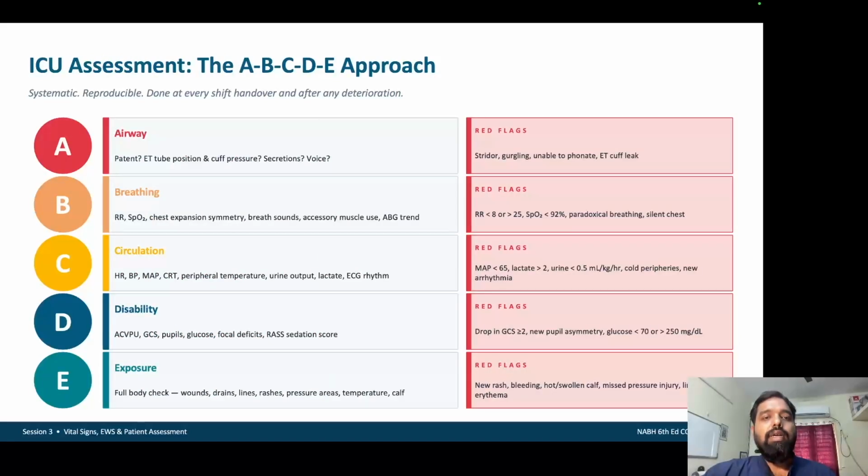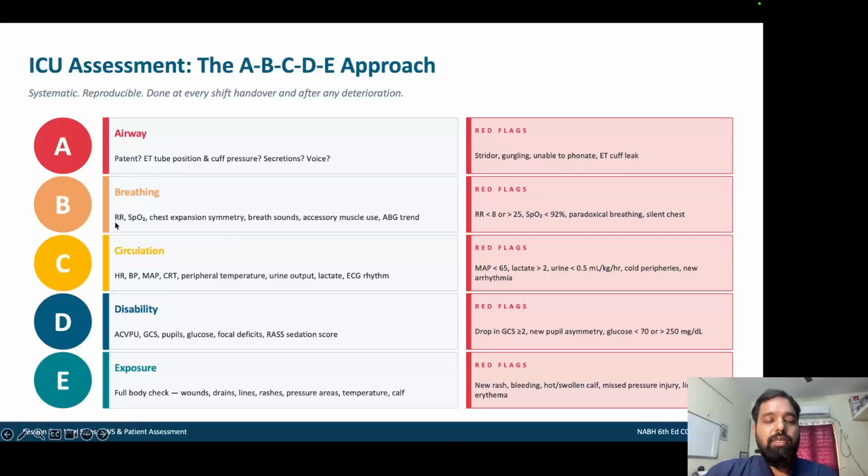ICU assessment: the ABCDE approach. It is systematic and reproducible, done at every shift handover or after any deterioration or improvement. Airway: whether it is patent, whether the ET tube is in position, what the cuff pressure is, what the secretion levels are, and how the patient's voice is. These are the red flags: stridor, gurgling, unable to phonate, or an ET cuff leak.